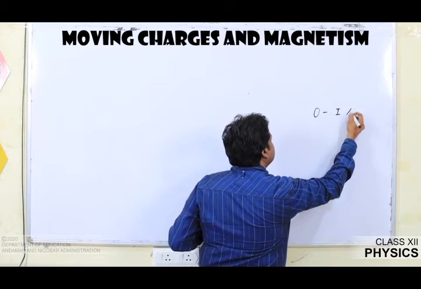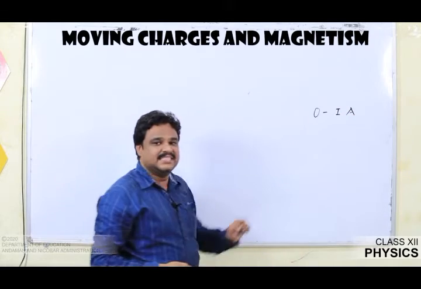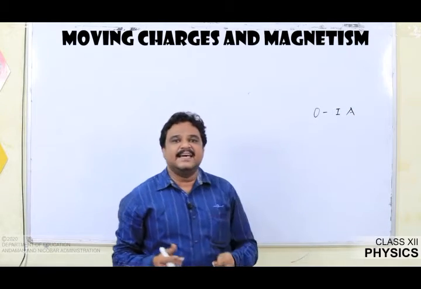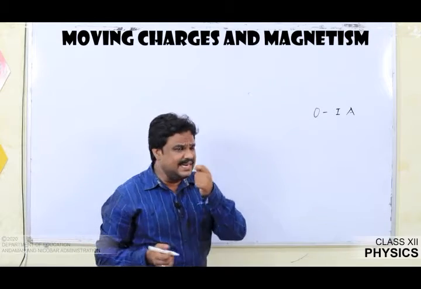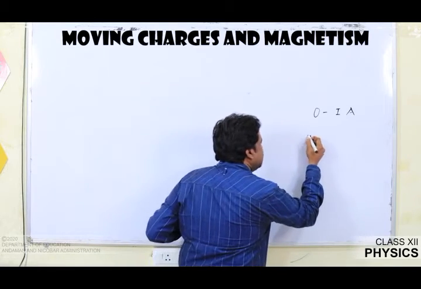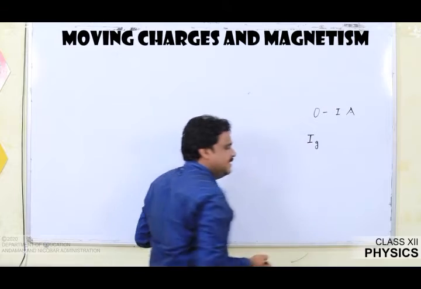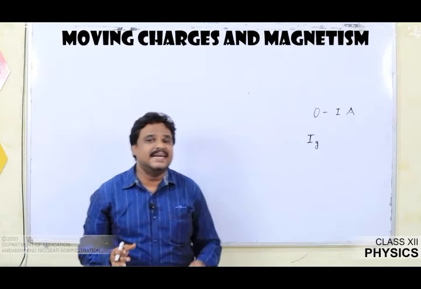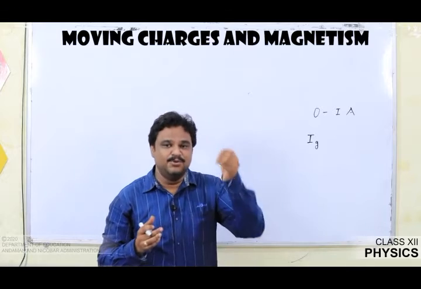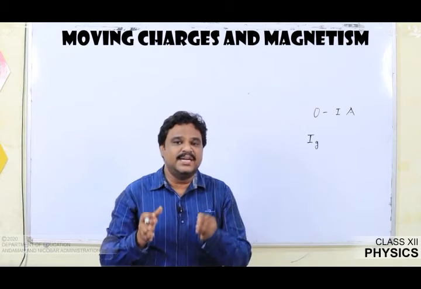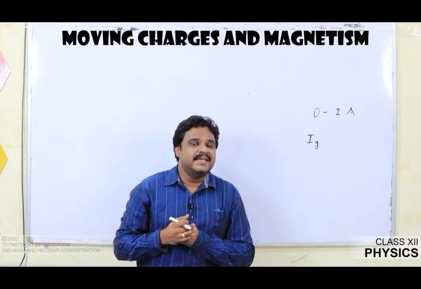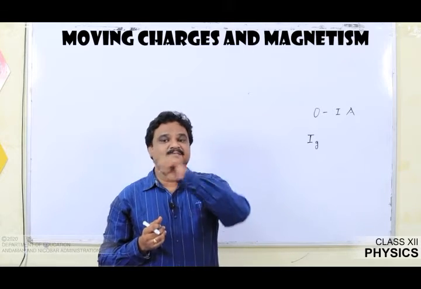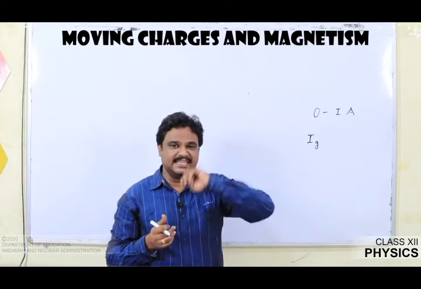What about the range? 0 to I ampere. This is the desired range of the ammeter that I want to obtain. Let Ig be the current for which the galvanometer gives full scale deflection. What I am assuming is, let Ig be the current that flows through the galvanometer, and due to that flow I am assuming the galvanometer will give full scale deflection, meaning it gives maximum deflection. So these are the considerations.